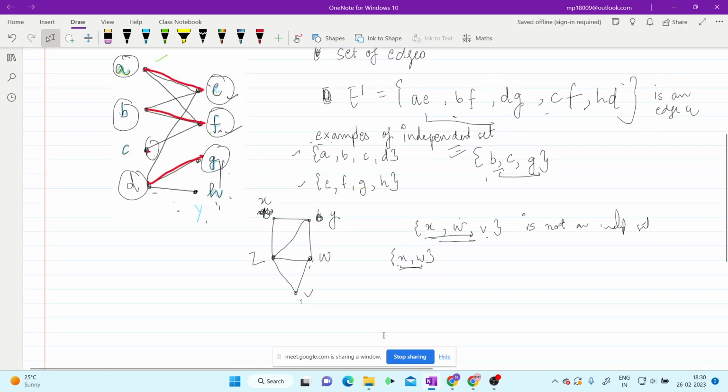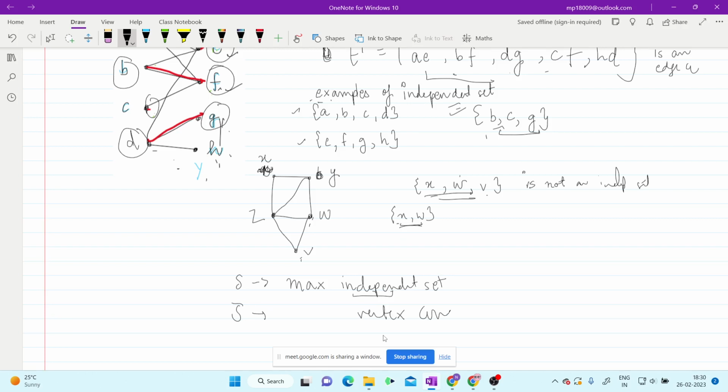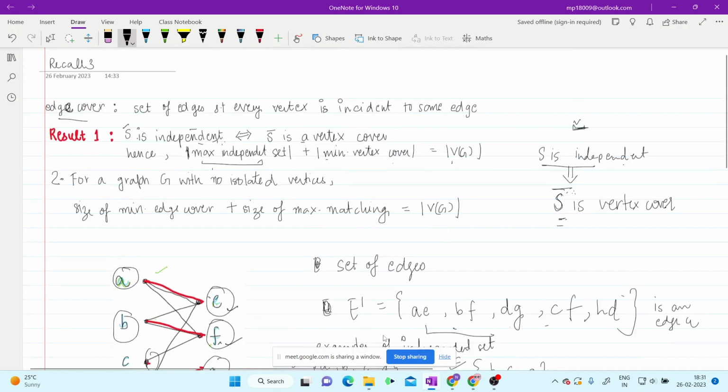From this we can get this, because we have seen that suppose S is the maximal independent set, then S bar, we know that if S is independent, then S bar is a vertex cover. And because S is the maximal independent set, S bar will be the minimum vertex cover. And order of S plus order of S bar is equal to the number of vertices. Therefore, we get this result that the order of the maximal independent set plus the order of the minimum vertex cover is equal to the total number of vertices.